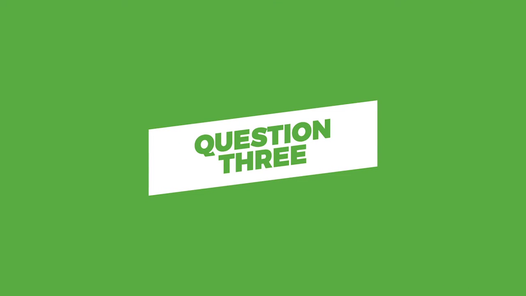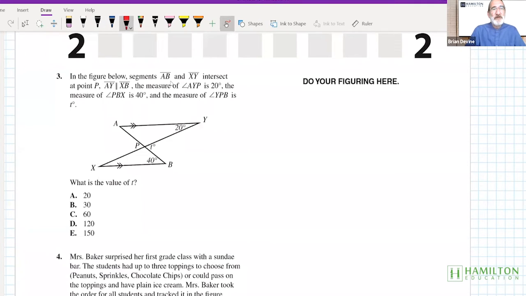For problem number 3, another geometry problem, we're told that AB and XY intersect at the point P, and that AY is parallel to XB, which means that this angle and this angle must be the same. So I know that this is 20 degrees. And I know that this angle and this angle must be the same. So this is 40 degrees. Now, how do I know that? Because parallel lines cut by a transversal make alternate interior angles.